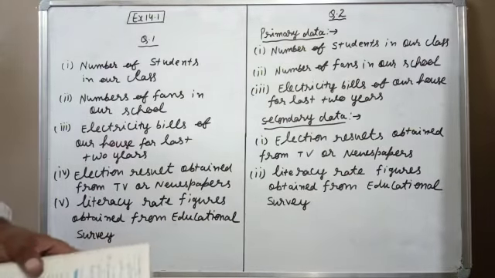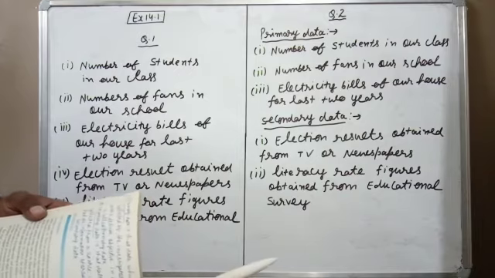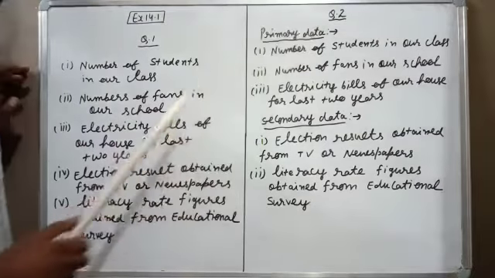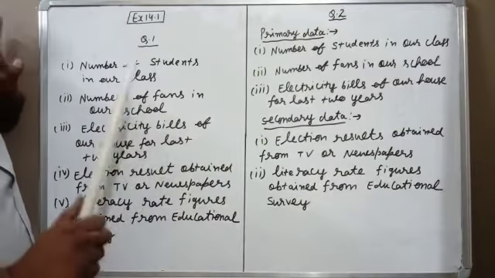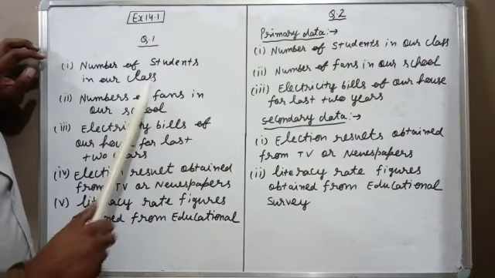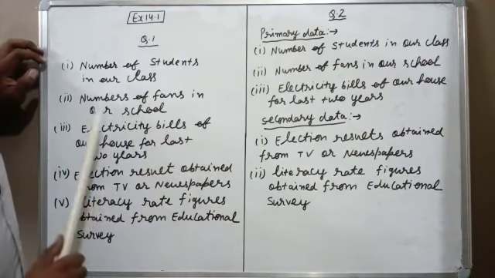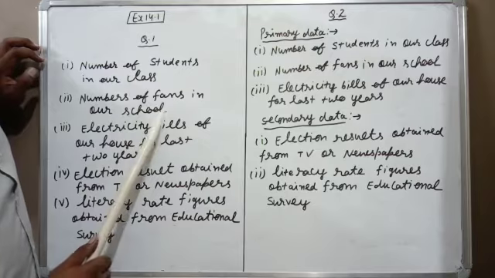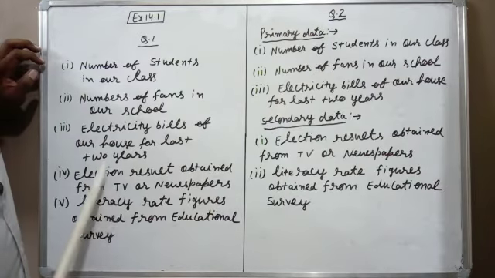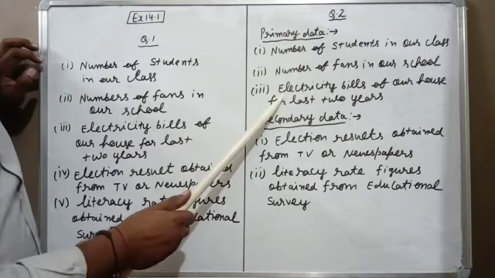Second question, classify the data in question first above as primary or secondary data. Now in the first question we took some examples. Now in the second question we want to separate primary and secondary data. Like number of students in our class, this is primary data. Then number of fans in our school, this is also primary data. Electricity bill of our house for the last 2 years, this is also primary data.